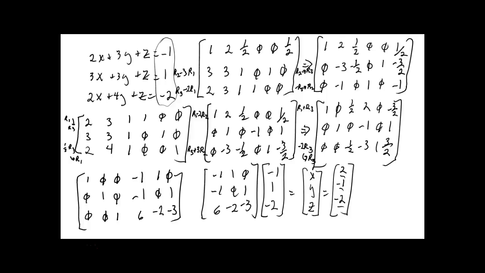Now, I want your honest opinion. Wouldn't it have been much shorter to just augment this with this, do your same row reduction? You only have one column to row reduce now, not three. So it seems like that would have been shorter, wouldn't it? But not really. Here's why.